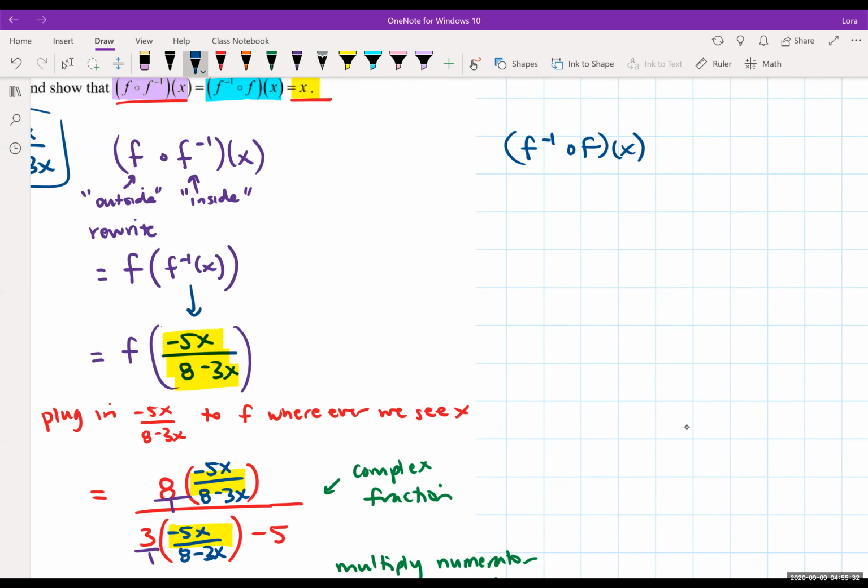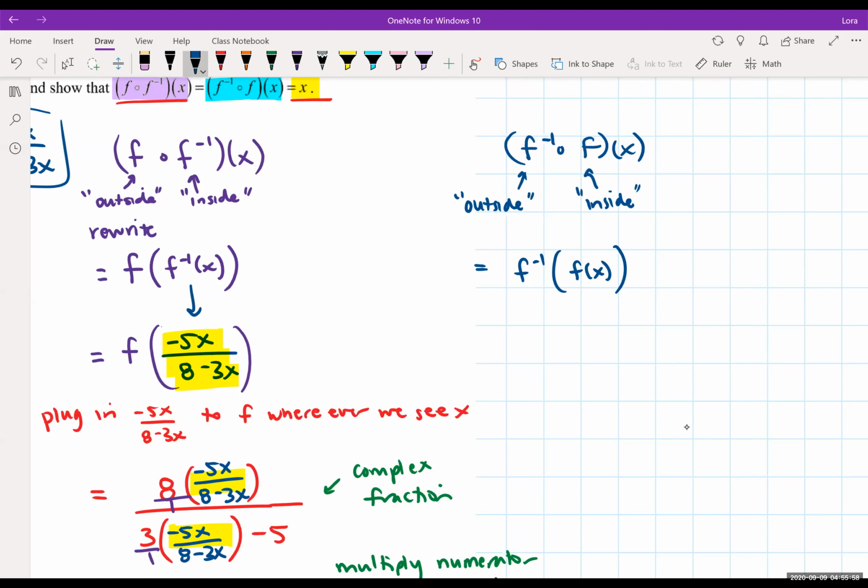Okay, and so we kind of remind ourselves if we're rewriting this, let's do that composition symbol a little bit more accurately. This time, our outside function is the f inverse. Our inside function is the f. So if I want to rewrite it for myself, I would like to see it as f inverse on the outside, f of x on the inside.